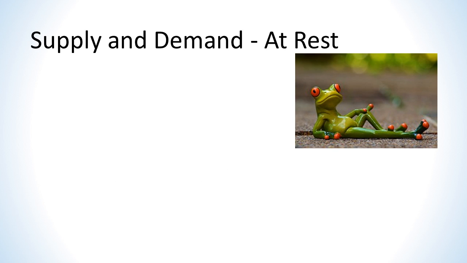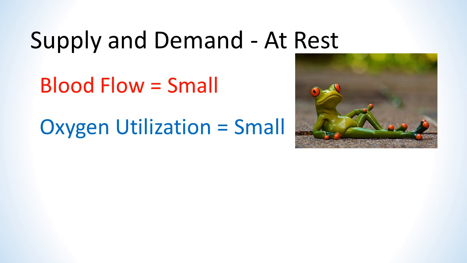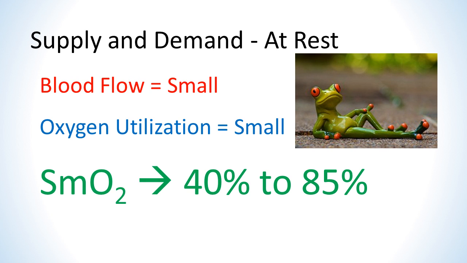The first condition we want to consider is rest. The oxygen supply is low at rest. The heart rate is not elevated, and the blood vessels are not dilated, so the blood flow to the muscle is small. The oxygen demand is also low at rest. The muscle is using very little oxygen. This means that the SmO2 value could be anywhere in a wide range. We typically see SmO2 values from 40 to 85% in rested muscle.